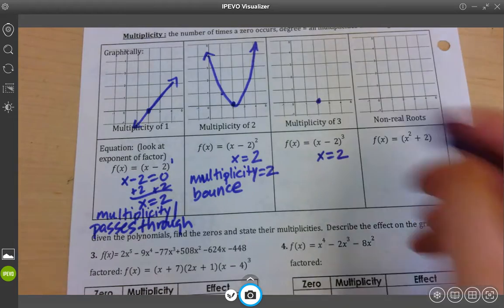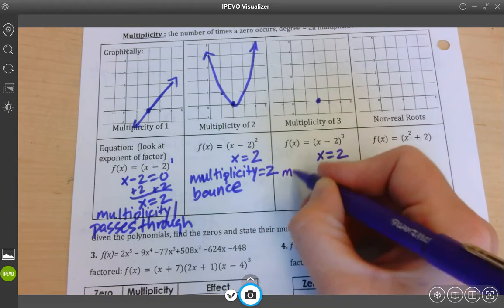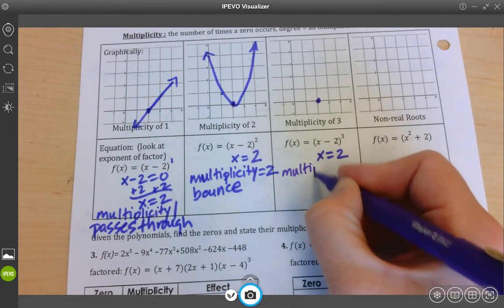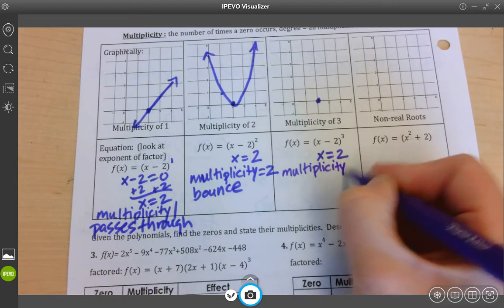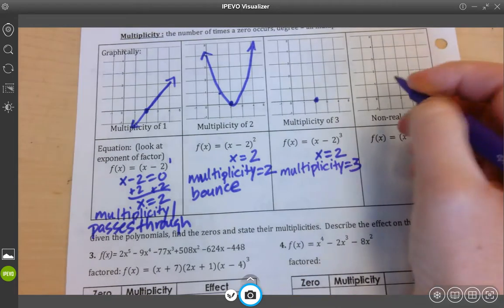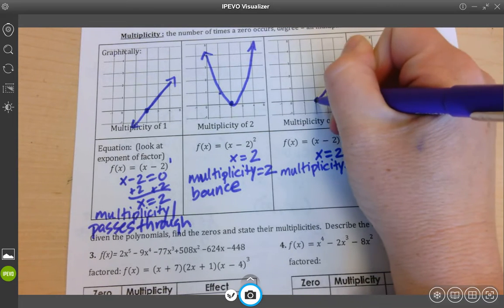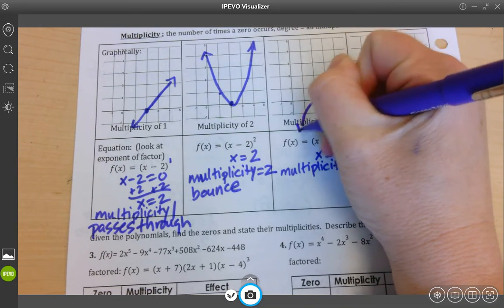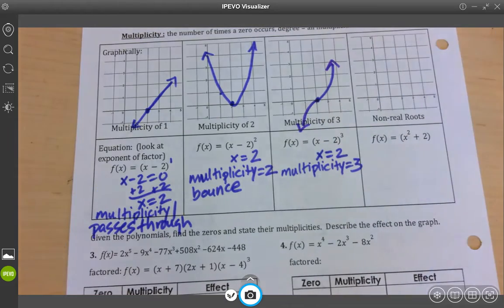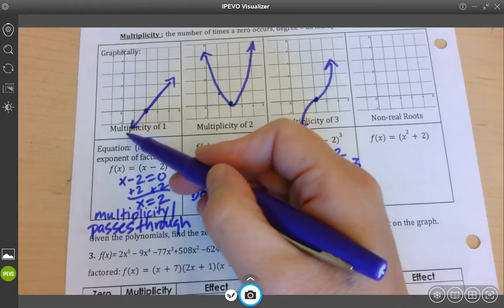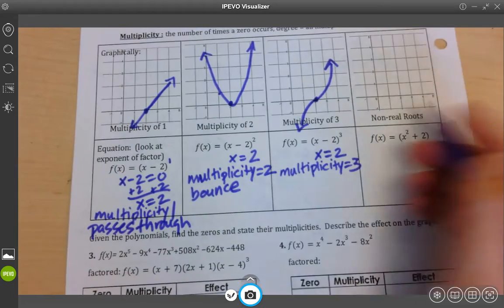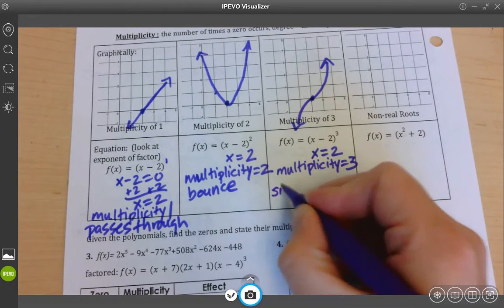When we have it to the third power, multiplicity is 3. Some people call this a sidestep, and some people call this a wiggle. And that's up to you. You can choose if you want to call it a sidestep or a wiggle. So it passes through, but notice it doesn't pass straight through like 1. So it's a sidestep or a wiggle.